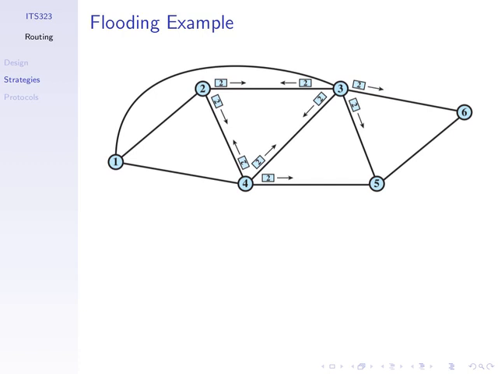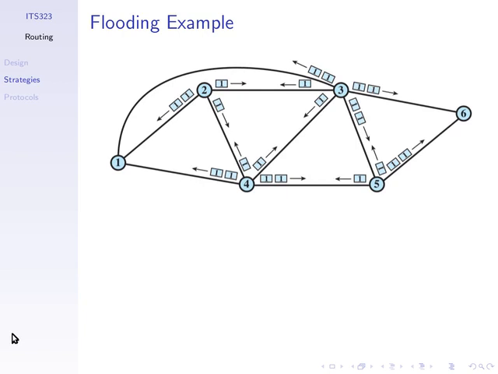Similarly, 2 sends packets to 2 and 4. And 3 sends to 2, 4, 5, and 6. Those 4 packets. So same number of packets now, but all containing the sequence number 1. Next step.